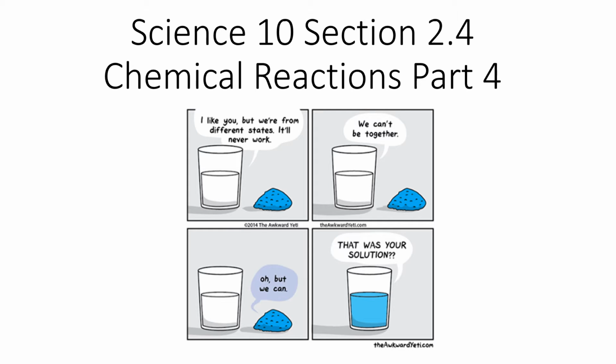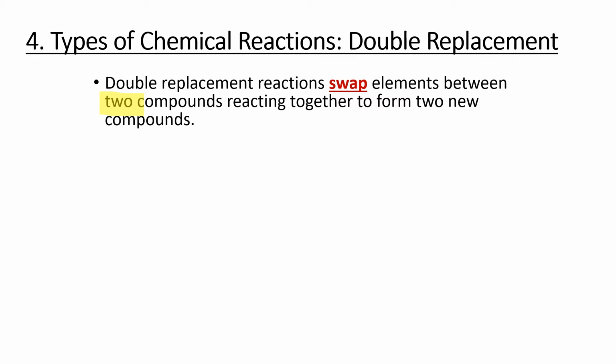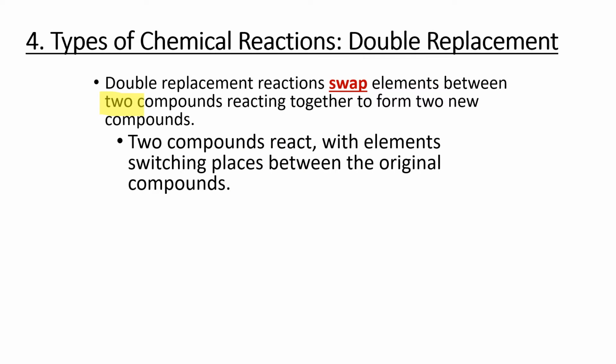Okay, section 2.4, part 4, and the fourth type of chemical reaction. So the fourth type of chemical reaction is the double replacement reaction. Double replacement reactions swap elements between two compounds reacting together to form two new compounds. So let's see what that looks like.